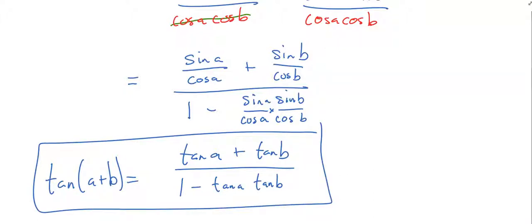Why is this a good formula? Well, it's relatively simple compared to leaving it in all sines and cosines. I mean, remember what we end up doing. We end up actually evaluating these. By switching these back to tans, I've got a lot fewer things to evaluate.